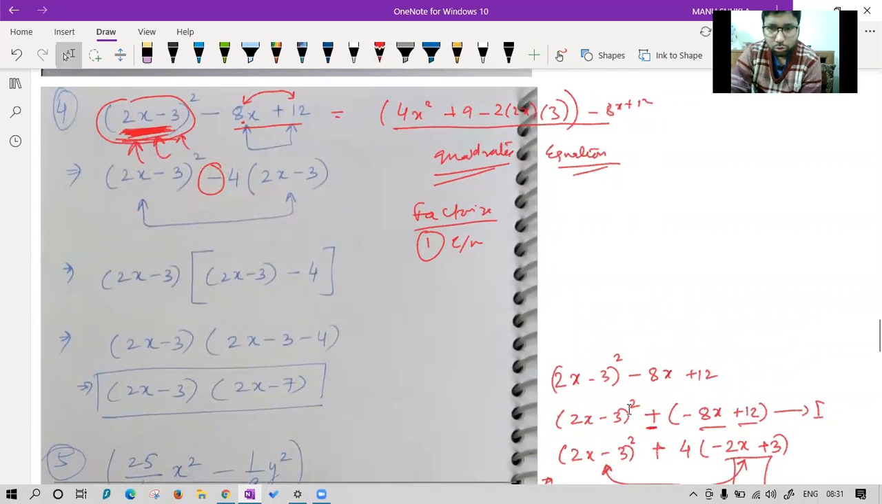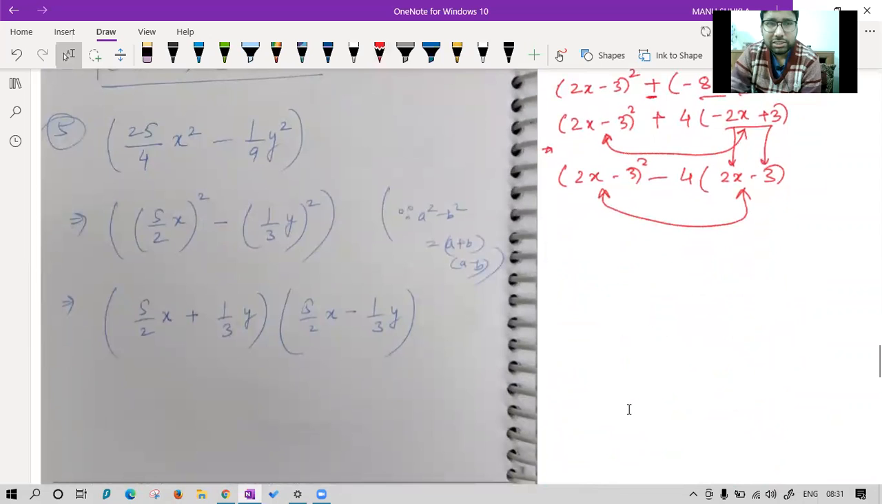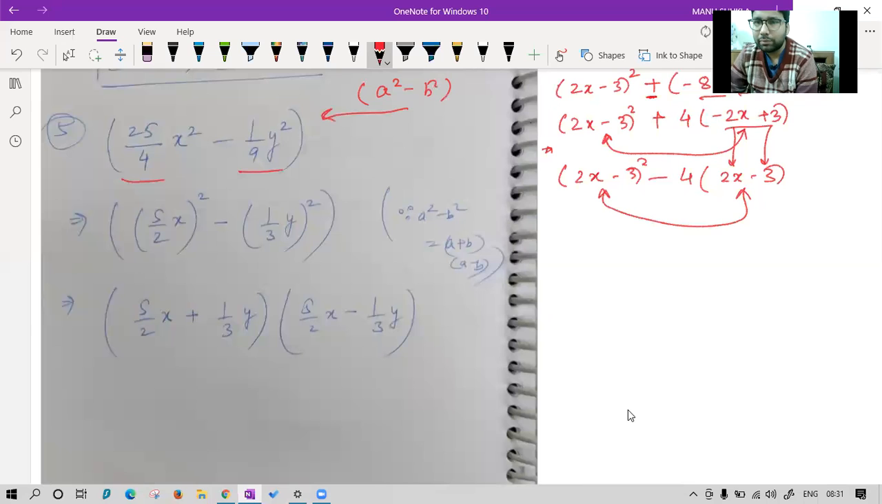Okay, now question number 5. Just by looking at the question, the thing that comes to my mind is somehow I should try to apply this formula, or this identity. For that, I have to see, can I write this expression as complete whole square? Yes, I can write. 25 is actually 5 square. 4 is actually 2 square. X square is x square.